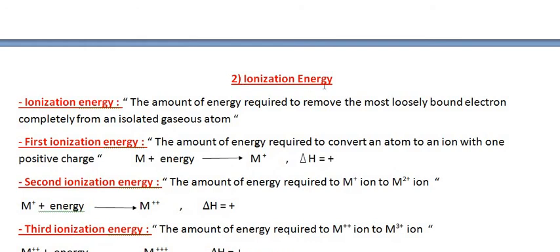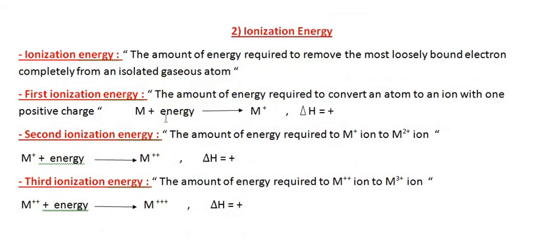The second trend is called ionization energy. Ionization energy is the amount of energy required to remove the most loosely bound electron completely from an isolated gaseous atom. If you want to remove an electron from any atom, you must exert energy to overcome the attraction force between the electron and the nucleus. If you want to remove one electron, you must exert the first ionization energy.